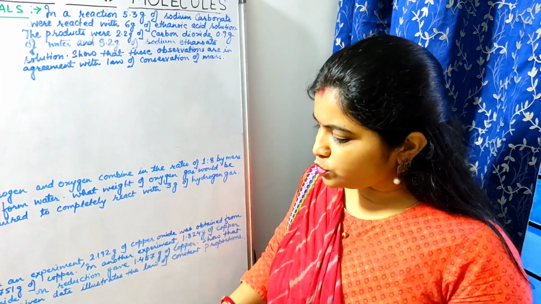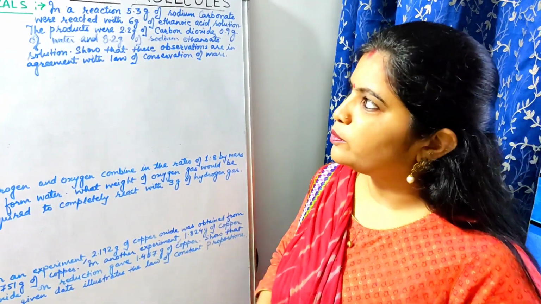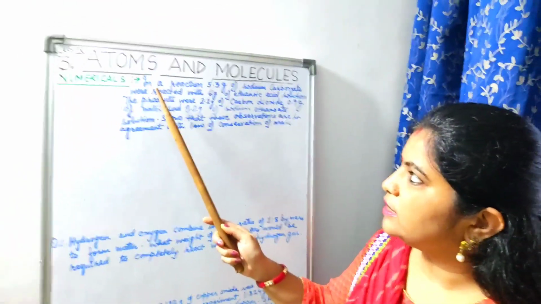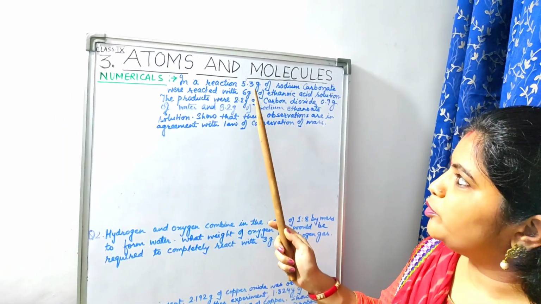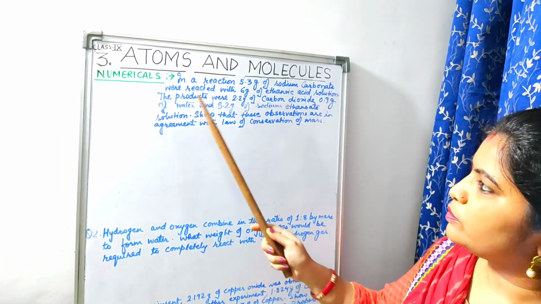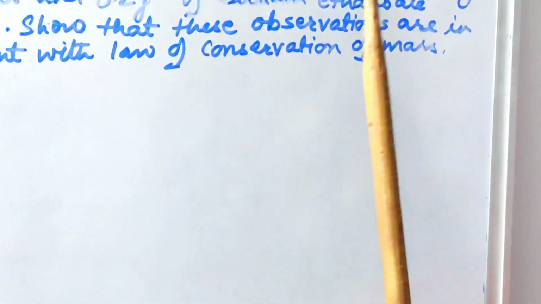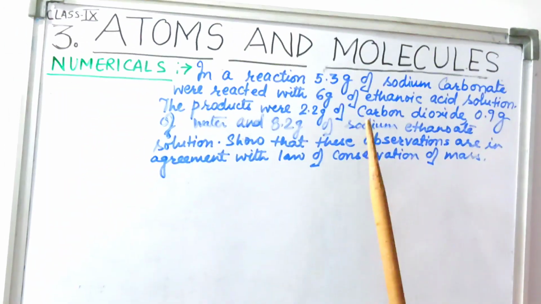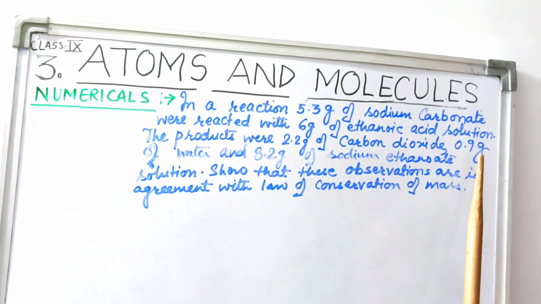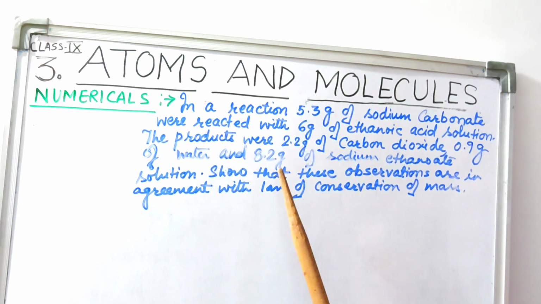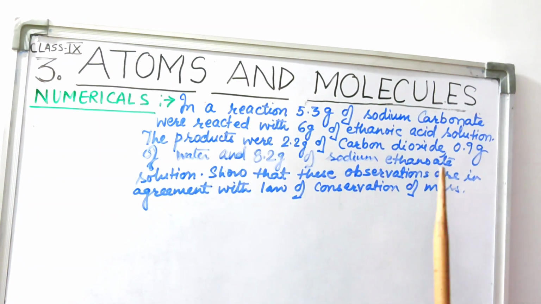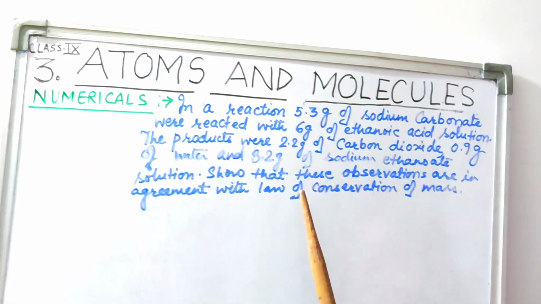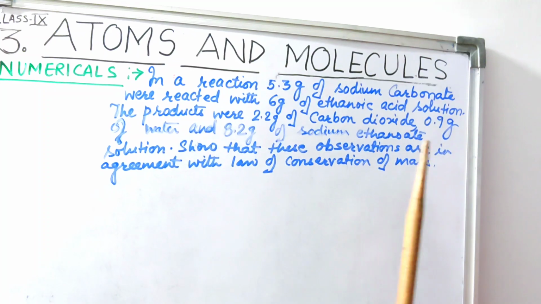Okay, so coming to the numerical part, question number 1 is: in a reaction, 5.3 grams of sodium carbonate were reacted with 6 gram of ethanoic acid solution. The products were 2.2 gram of carbon dioxide, 0.9 gram of water and 8.2 gram of sodium ethanoate solution. Show that these observations are in agreement with the law of conservation of mass.